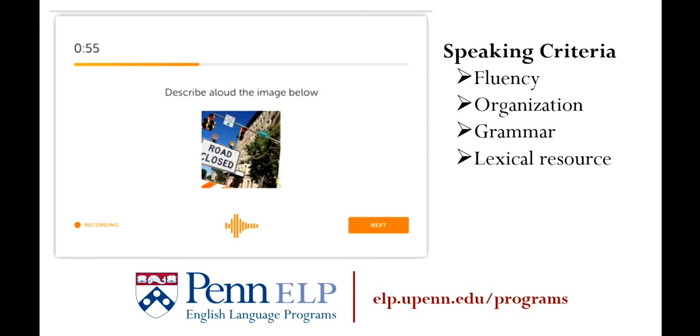It's also important to show off your vocabulary or lexical resource. It's a good idea to use specific or academic words when describing the image. Remember, this is a test that's measuring your English for academic purposes, right? For college admissions. So sophisticated vocabulary is really good to include here.